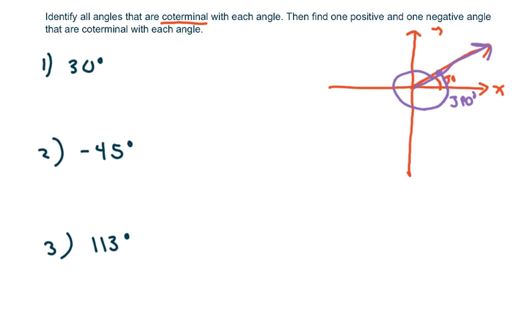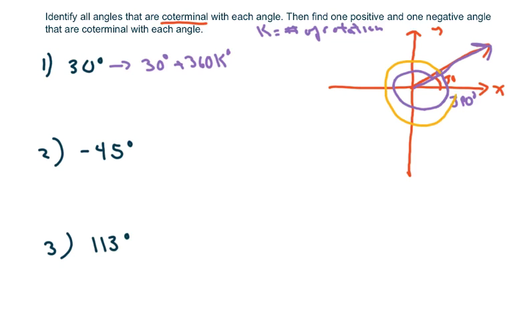then finding one positive and one negative coterminal angle. So what we're coming up with is a formula, and we're going to do all angles. So that means we're just going to do 30 degrees plus 360 times k degrees. K equals number of rotations. Because basically, I can go around again and add 360 to that and get another one. Okay, so that's all you have to do for that.